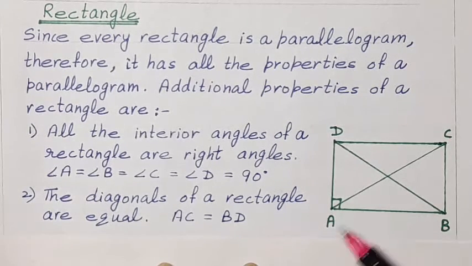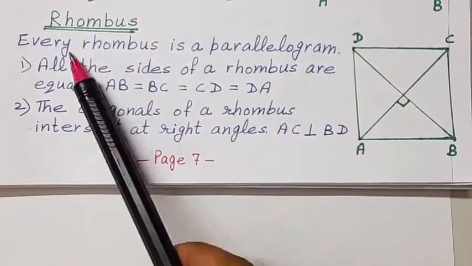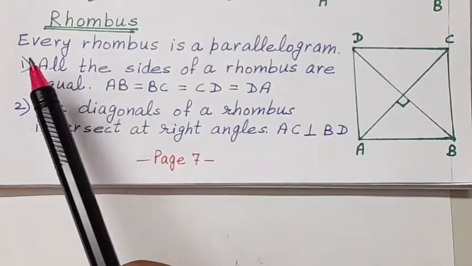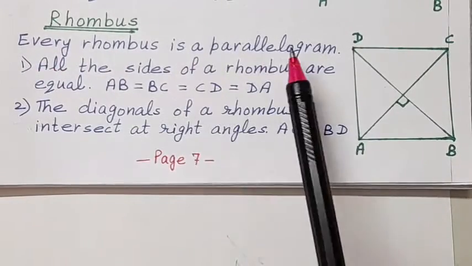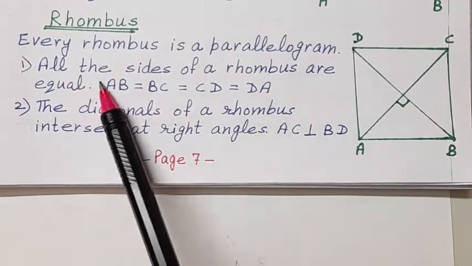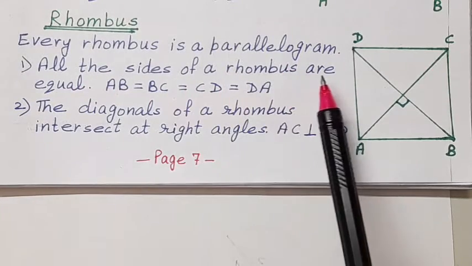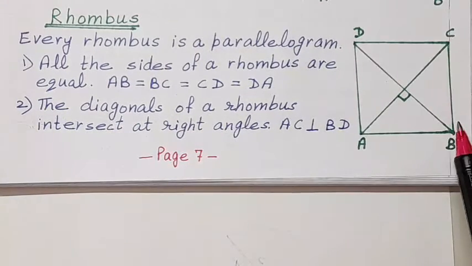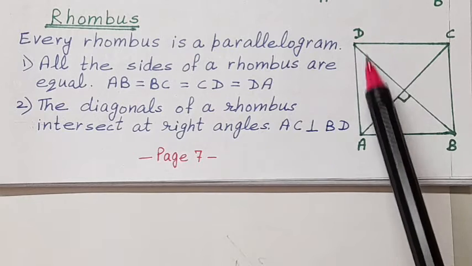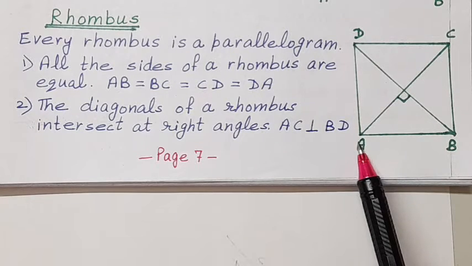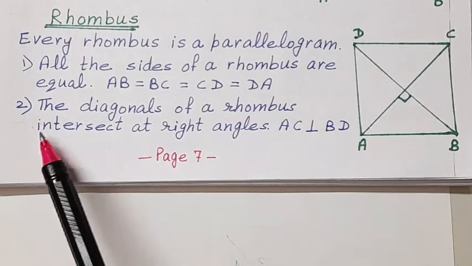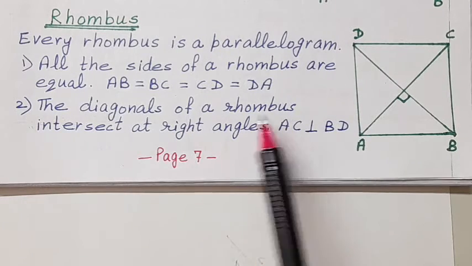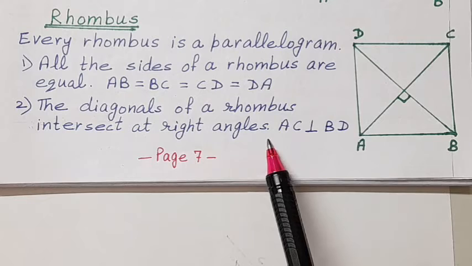That is, AC is equal to BD. Clear? Now let us discuss about rhombus. Every rhombus is a parallelogram. All the sides of a rhombus are equal. That is, AB is equal to BC is equal to CD and that is equal to AD. Clear? And the second point is, the diagonals of a rhombus intersect at right angles.